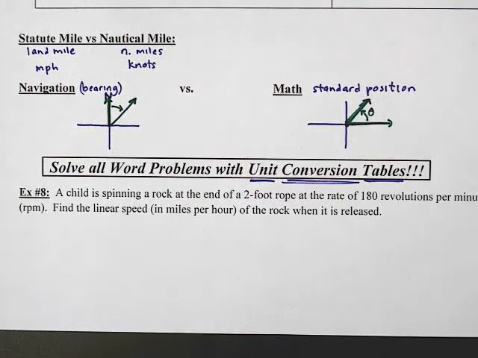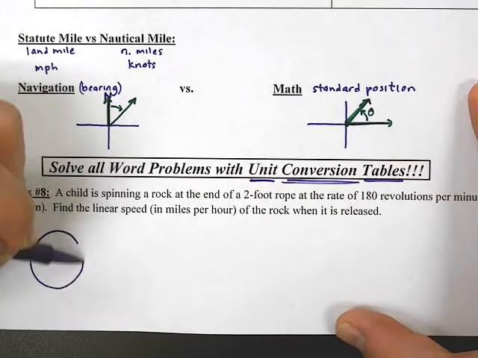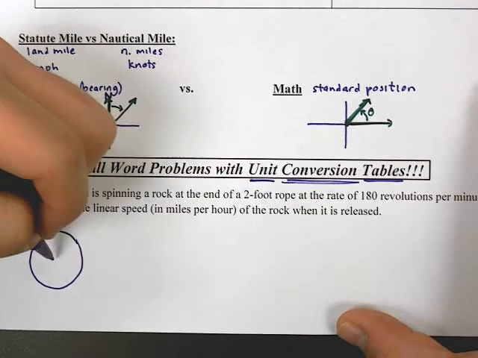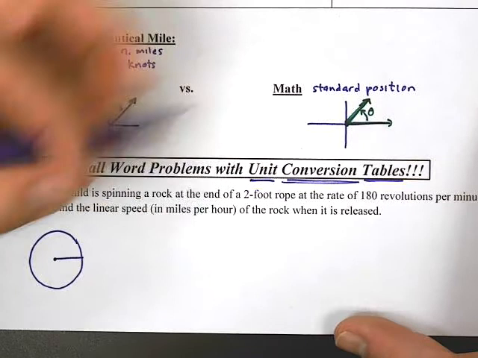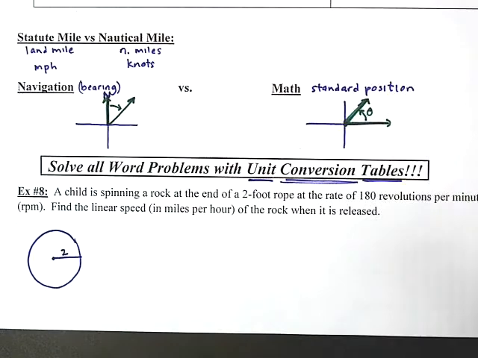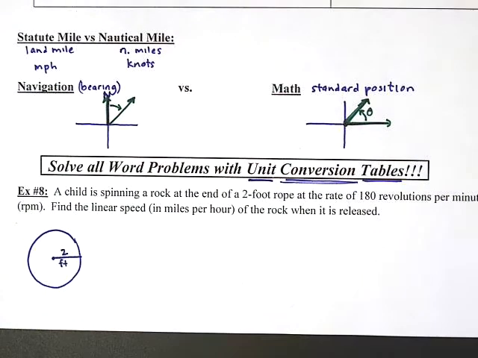Okay, so let's look at this. First things first, I would say let's draw a little picture here. We know we have a circle, right? We know there's a rock at the end of a rope, and we know that the rope was 2 feet long, so we know the radius is 2. All right? And let me actually put feet here as well. I think that'll be good. 2 feet.